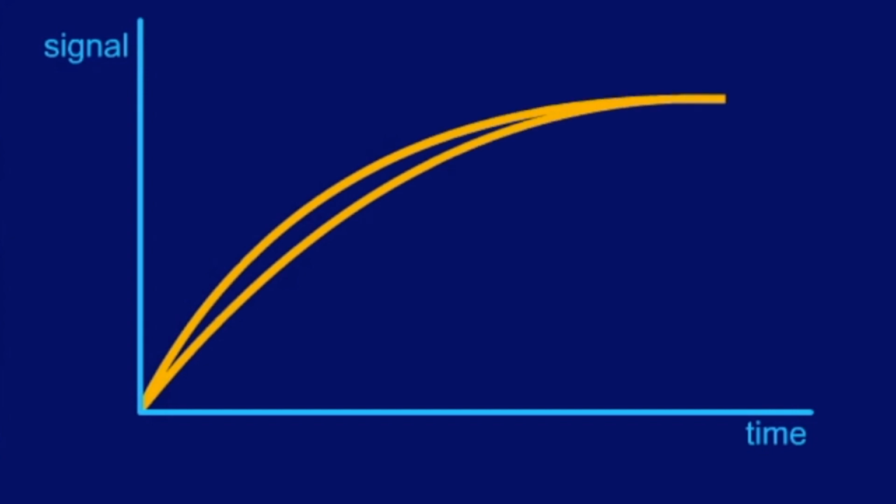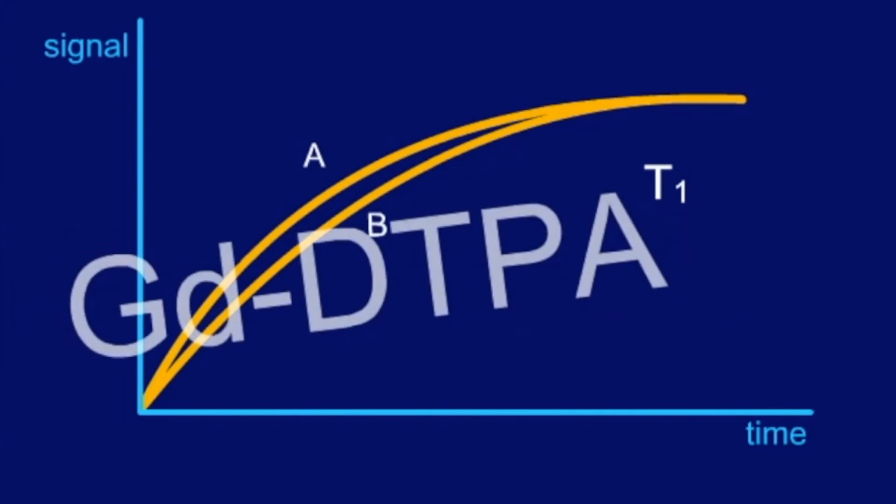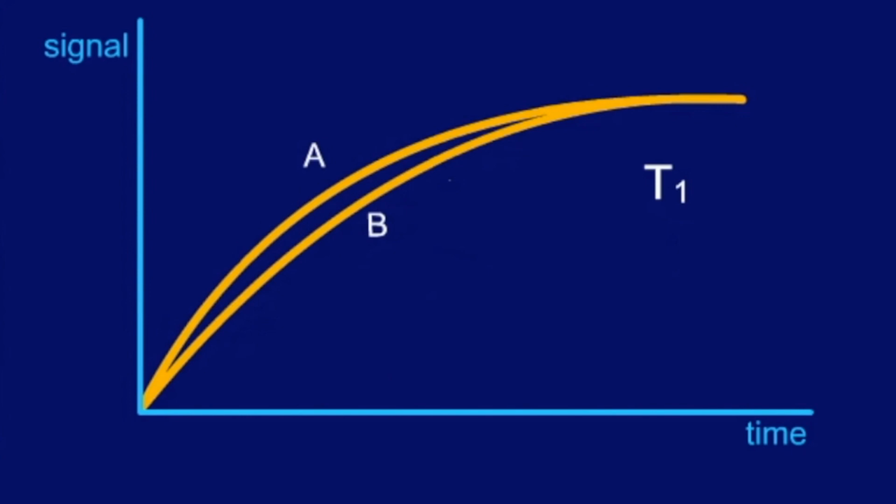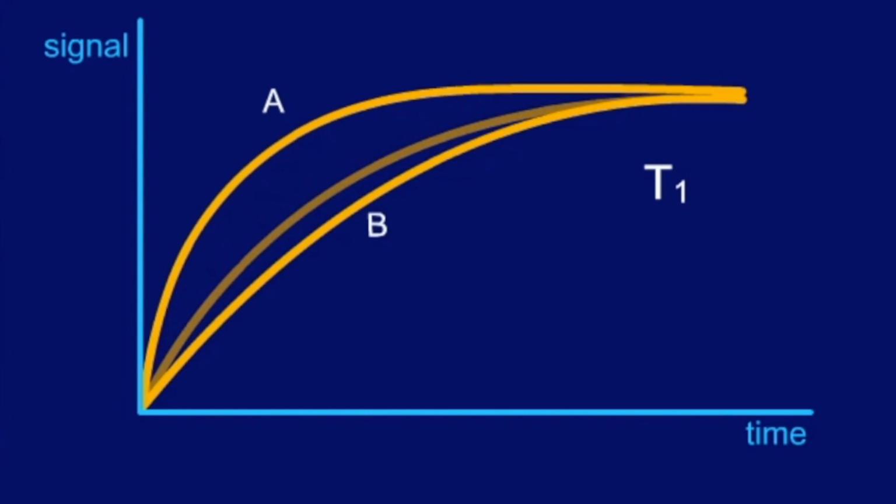In this figure, the signal intensity for two tissues, A and B, is illustrated. The IV-administered gadolinium DTPA enters tissue A, but not tissue B. The T1 of tissue A becomes shorter, and the T1 curve is shifted to the left. The result is that the signal from tissue A at time TR is stronger than it was before, and the two tissues can be better differentiated because there is better contrast.